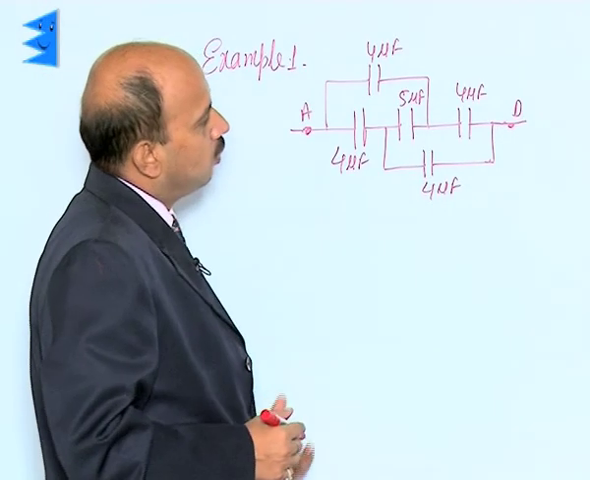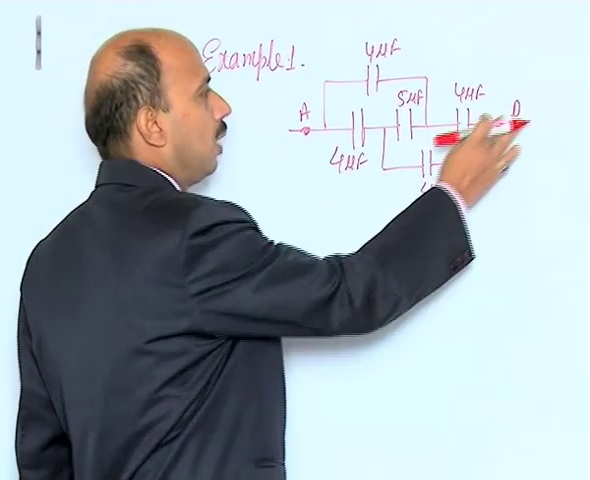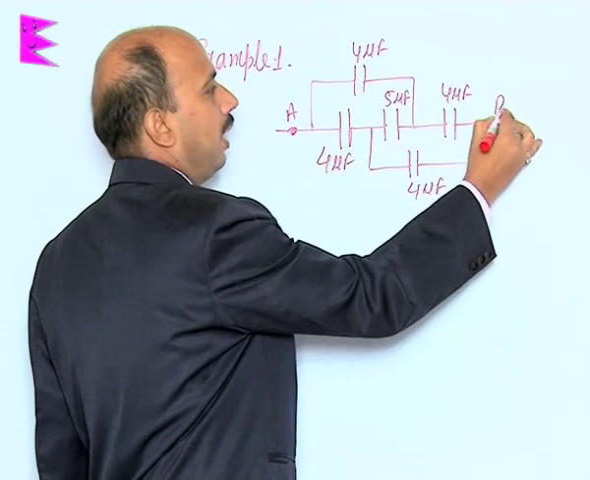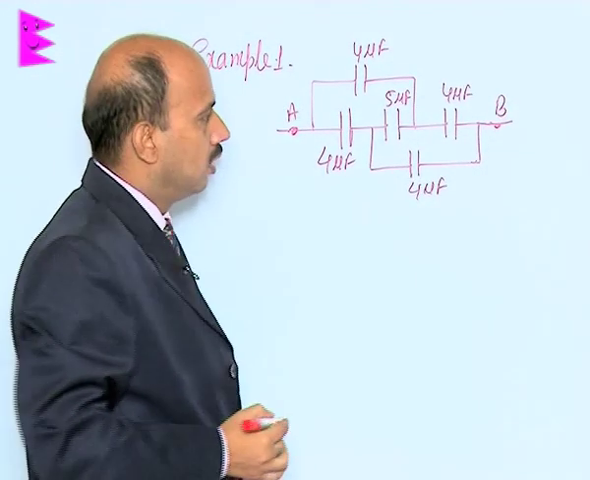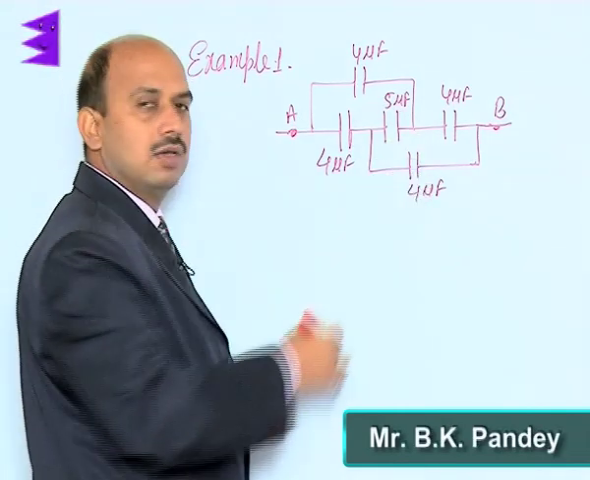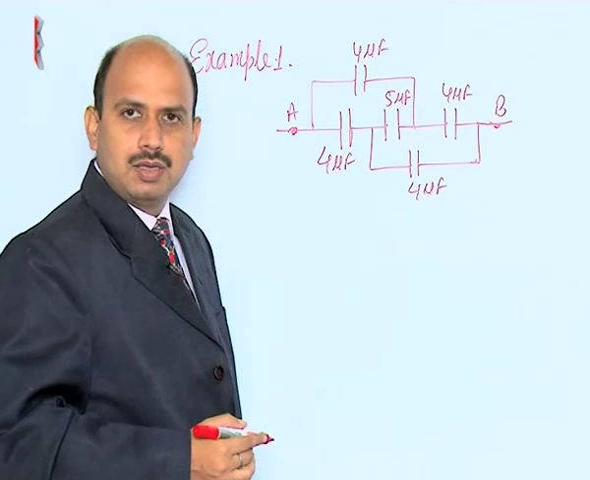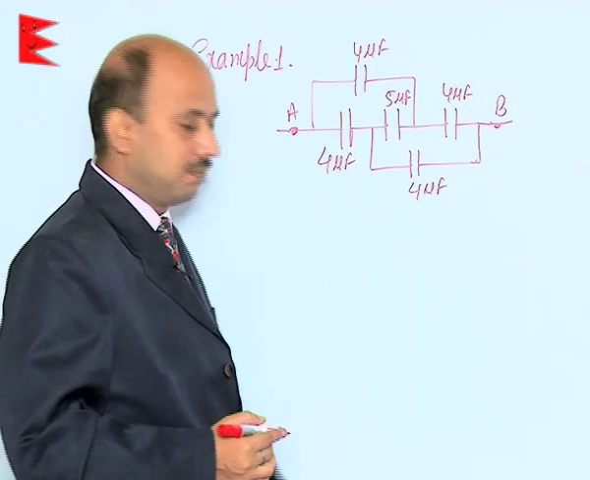Now see here, this is the grouping of capacitors. Now we have to calculate total capacitance between A and B. So there are 5 capacitors arranged in this way. So for calculating the total capacitance between A and B, let us redraw this diagram.